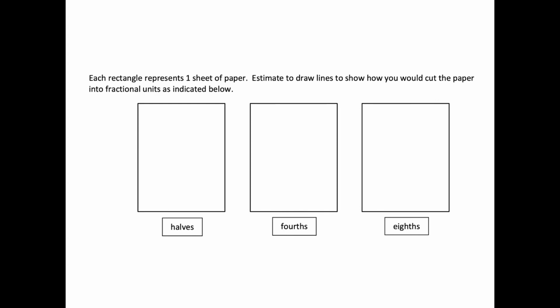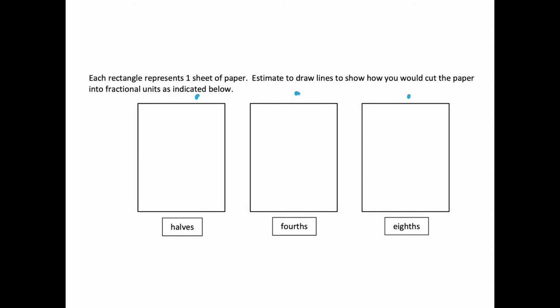Okay, each rectangle represents 1 sheet of paper. So each one of these is going to be 1 piece of paper. And that means 1 whole piece of paper. Estimate to draw lines to show how you would cut the paper into fractional units as indicated below. There it is again, those fractional units. So this one wants us to do halves, okay?